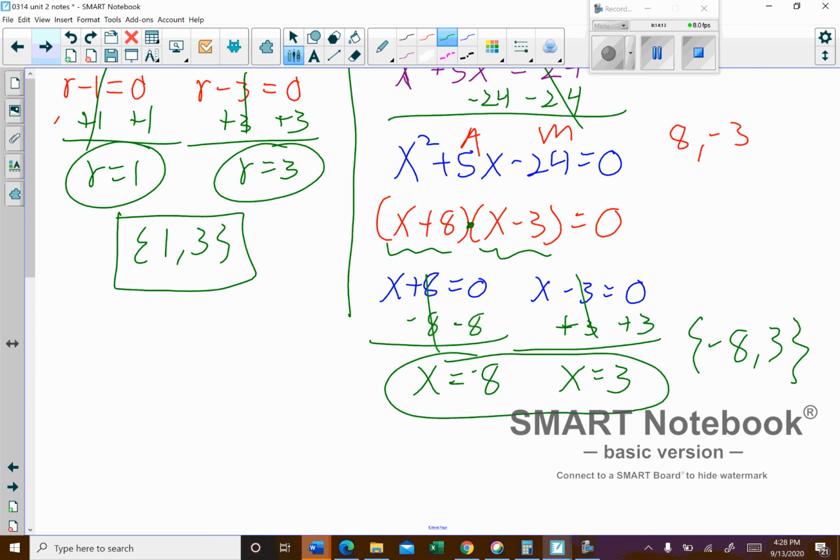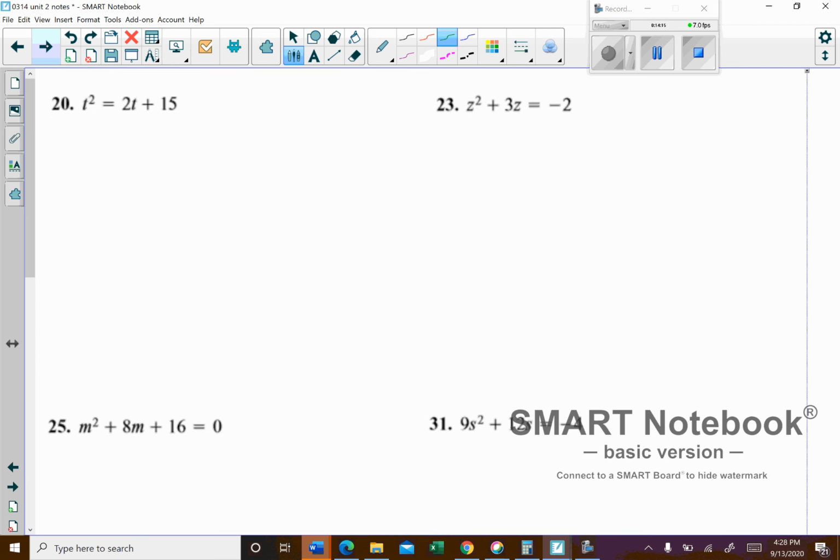All right, let's try a couple more of these. So number 20 is pretty similar to the last one we did. So I'll go ahead and do both of these at the same time. I'm going to subtract 2t, and I'm going to subtract 15 at the same time to save a little bit of time and space. So the right side's going to get completely canceled out, because 2t, take away 2t, so it's gone. Plus 15 minus 15, gone.